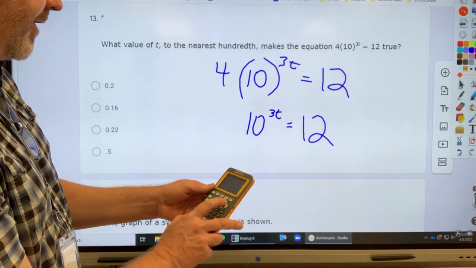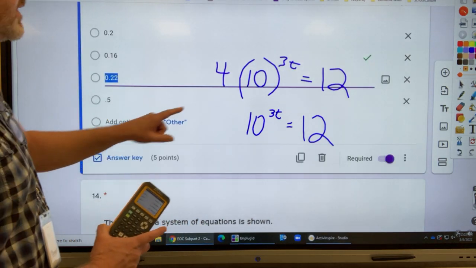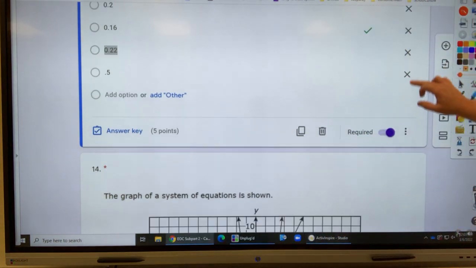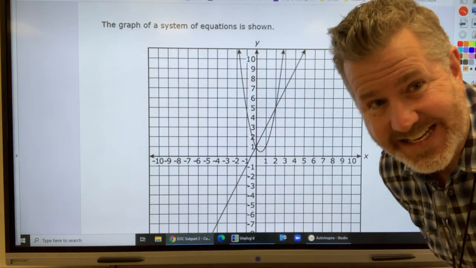So I'm going to go with 0.16 on that one. And let's double check. Yeah, it is 0.16. All right, very good. Let's keep moving. Only have 7 left on this one. And this one takes about 10 seconds, y'all.